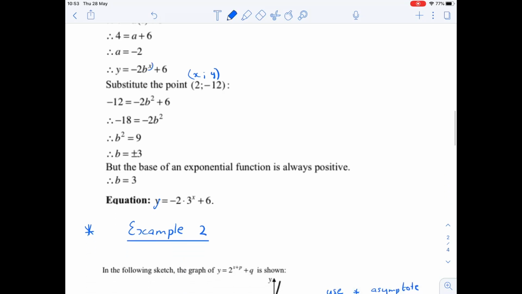Now, we're still not finished because b is still unknown. So we substitute our x and our y. In place of y, we put minus 12. In place of x, we put 2. We solve out and we get b to be plus or minus 3. But you know that b can never equal a negative number. So that is not valid. So b is 3. And therefore, that is my equation there. Okay, I think this is quite easy, huh? Let's add this x and y back there because I think that's useful to remember.